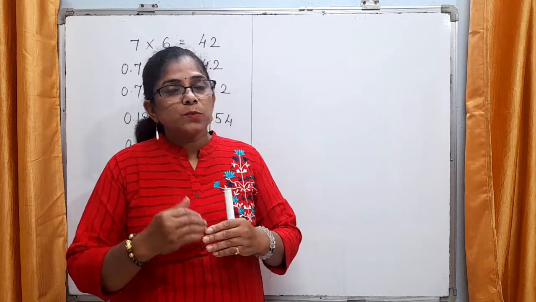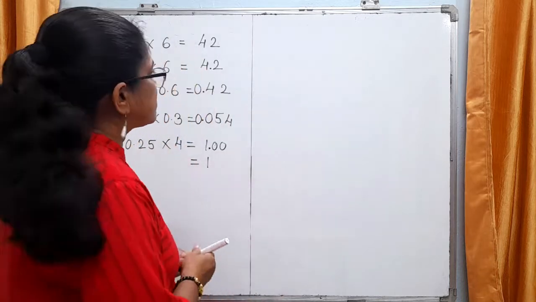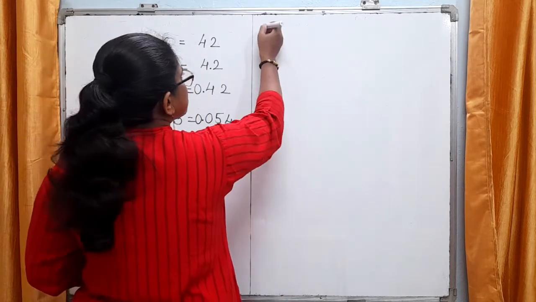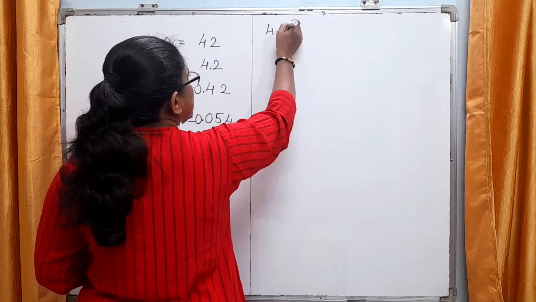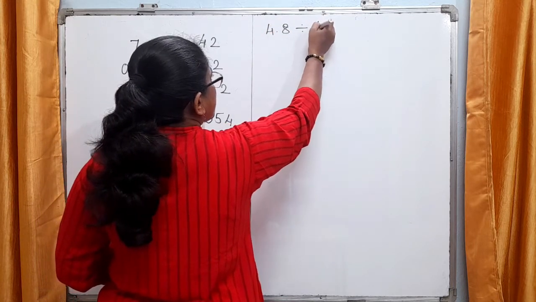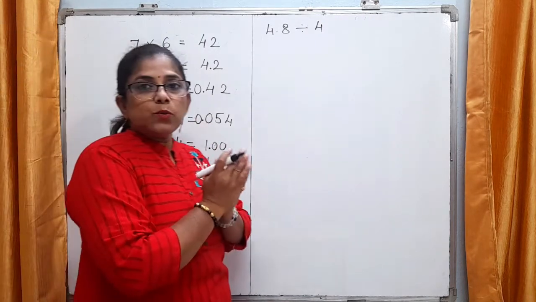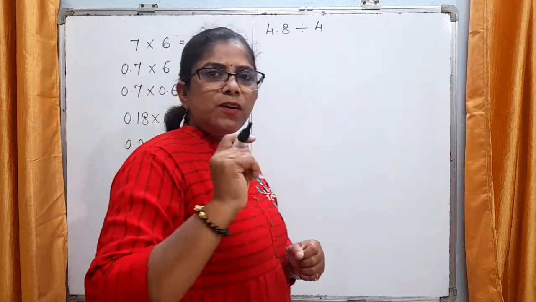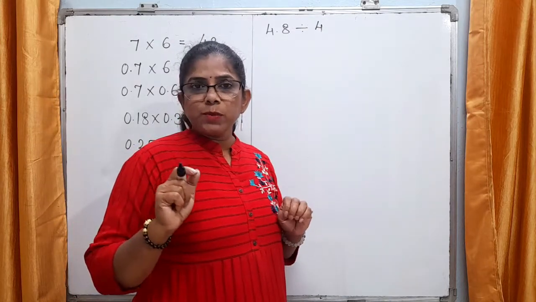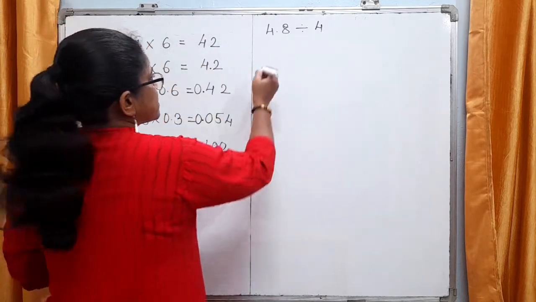So how are we supposed to solve this? Let's check with a few examples. Now, let's take one simple example first. 4.8 divided by 4. Now what is our rule? We don't want any digit after the decimal point in the divisor. Here our divisor is free of a decimal point, meaning there is no decimal point in this divisor. So let's divide this.